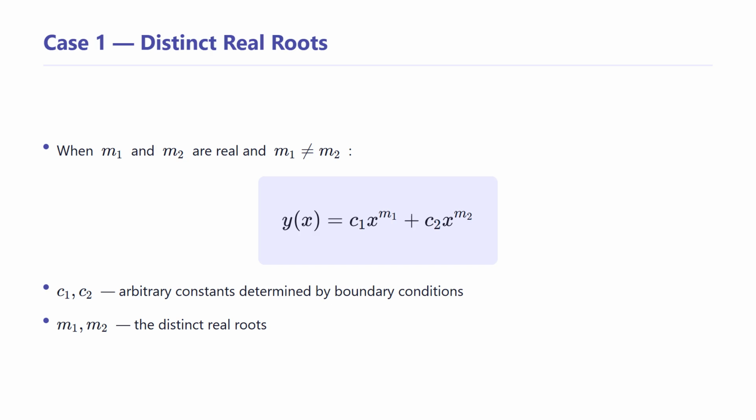Let us examine the first case. This happens when the quadratic formula gives us two real, distinct numbers for m. The general solution is a straightforward linear combination of x to the power of m1 and x to the power of m2. The constants c1 and c2 are determined by the specific boundary conditions of your physics problem. Physically, this represents pure polynomial growth or decay, depending on whether the roots are positive or negative.